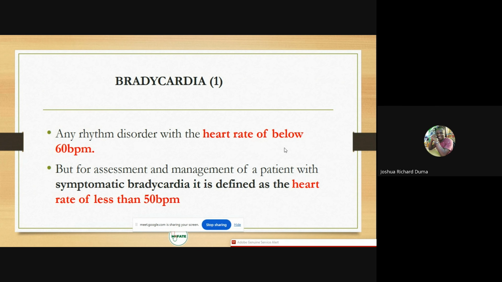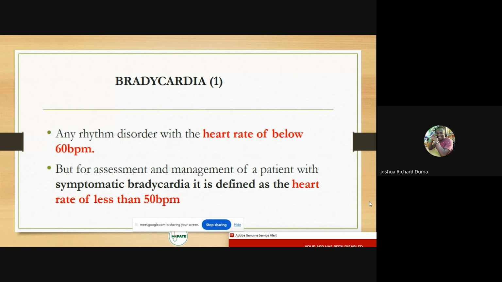Next. So talking about arrhythmias. An arrhythmia is any abnormal heart rhythm or abnormal heart rate. Any rhythm which is either above the normal range or below the normal range can be termed an arrhythmia. We have different types of arrhythmia. One of them is bradycardia. What is bradycardia? Specifically in adults, it is any heart rate below 60, because the normal heart rate is between 60 and 100.